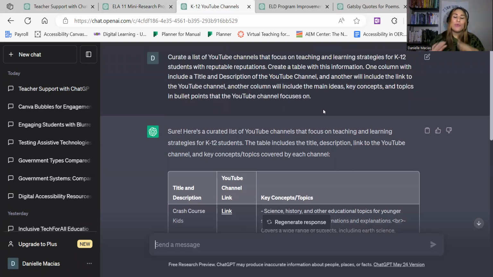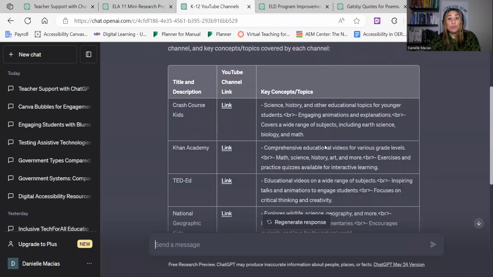So right away, even when I wrote this, I see some spelling errors, and I see some things that could be confusing, like curate a list of YouTube channels that focuses on teaching and learning strategies for K through 12 students with reputable reputations. Are the students the ones with the reputable reputation? And that is redundant as well. So again, you can get whatever it gives you, which is pretty nice.